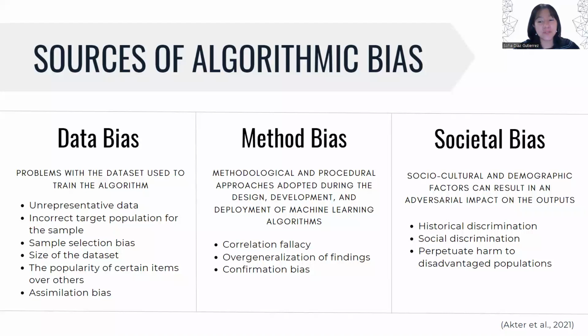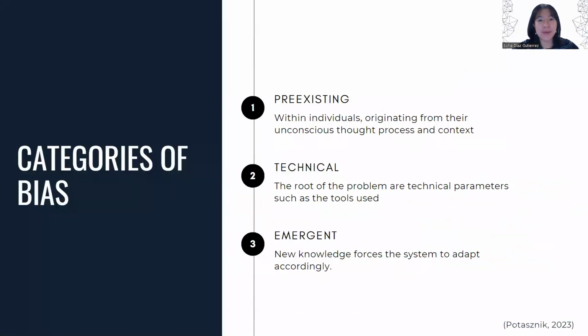However, there are also different categories of bias. This can be pre-existing, which are within individuals, and most of the time they are unconscious. They can also be technical, because technical parameters and tools are used during the process. And also, these systems need to adapt according to new technologies and how society is evolving, so they are also emergent.